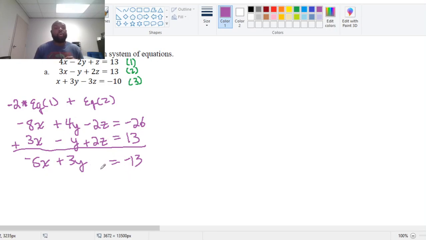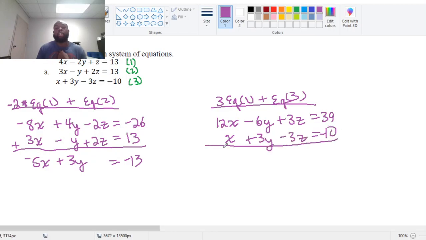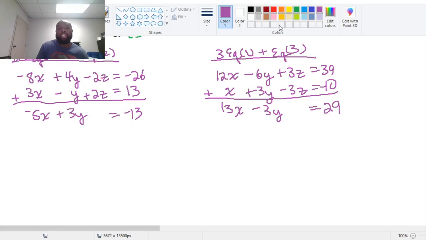What I'm going to do next is multiply equation 1 by 3 so that I can get opposite coefficients for equation 1 and equation 3. So I'm going to do 3 times equation 1 plus equation 3. When I do that, I'm going to get 12x minus 6y plus 3z equals 39. And then my third equation stays the same. When I add these equations together, I'm going to get 13x minus 3y equals 29. And so now I have two equations with two variables.